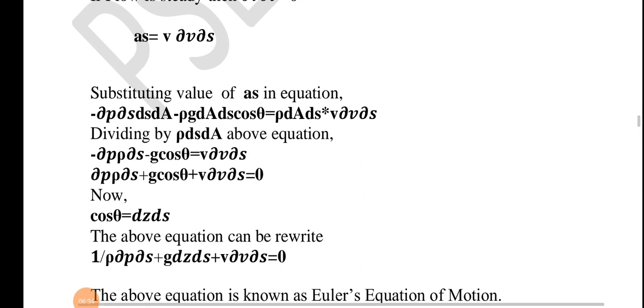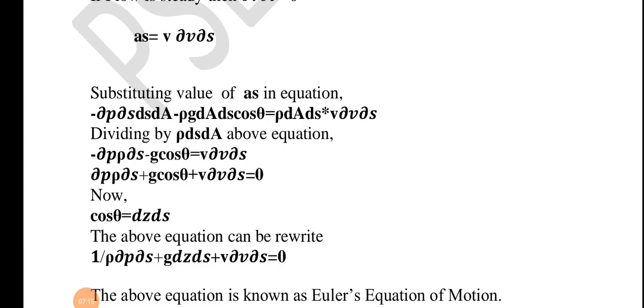Okay, so substituting the value of acceleration in the equation, it will be minus del p by del s into ds into dA minus rho g dA ds cos theta equal to rho dA ds v del v by del s. Now we have to divide the whole equation by rho into dA ds. After dividing, the equation will be minus del p by rho ds minus g cos theta equal to v del v by del s.